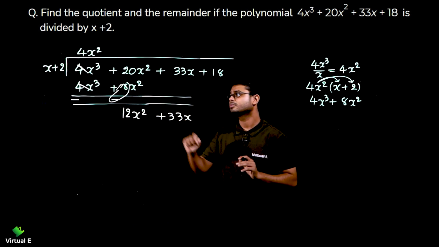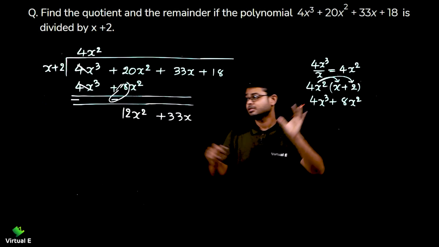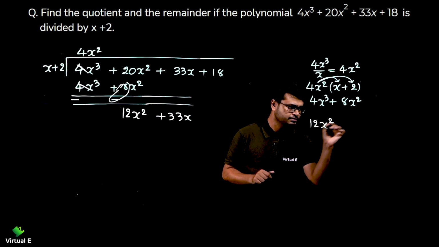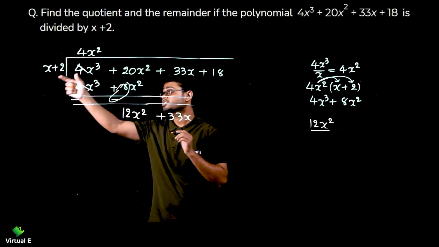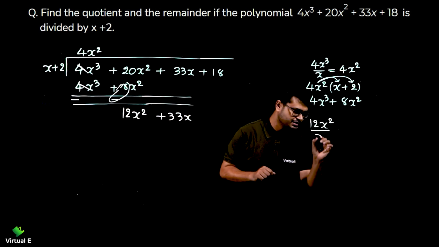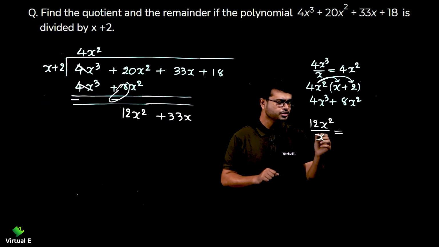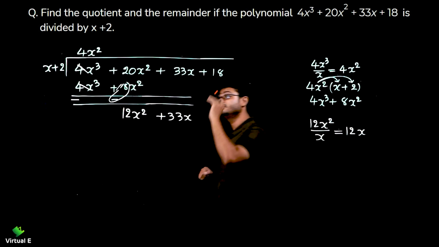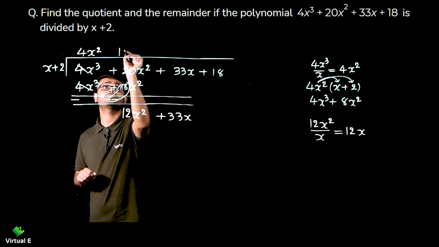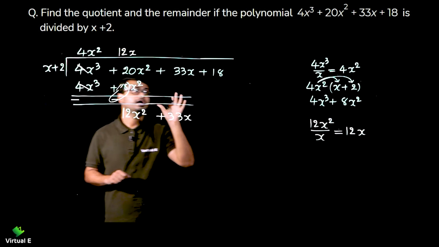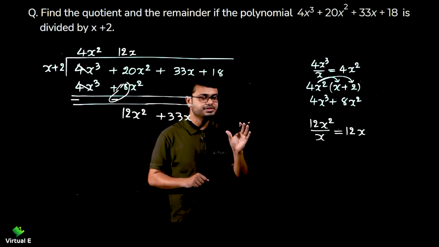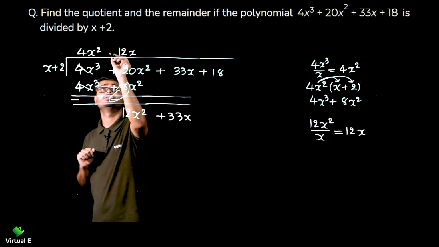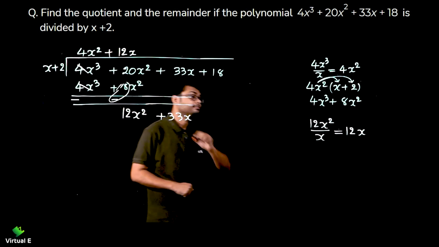Again, we are going to repeat the step like this one. First term of this one, that is 12x square, divide by first term of the divisor, that is x. So here it will be 12x. Now this term where we will write? In the quotient. So 12x. Now I told you in previous case, if there is no sign, what sign are we going to write? Positive only, not negative. So positive only, right?